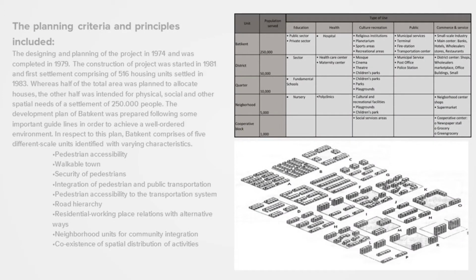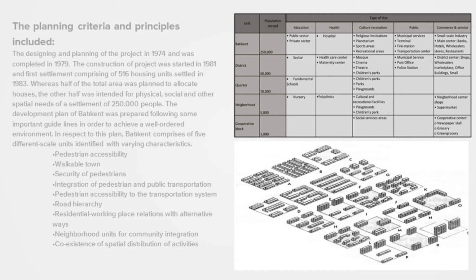So these criteria were Batikent being designed as a whole, then being looked into as a district, then as a quarter, then as neighborhoods, then comparative blocks. So the Batikent as a whole, like I said, was 250,000 people with educational facilities, meaning the public and private sector, hospitals, cultural recreation spaces, public and commercial services.